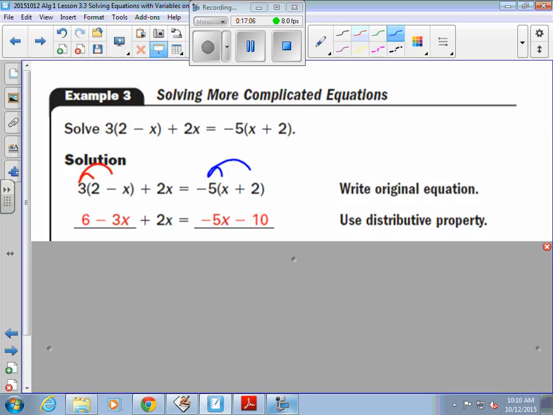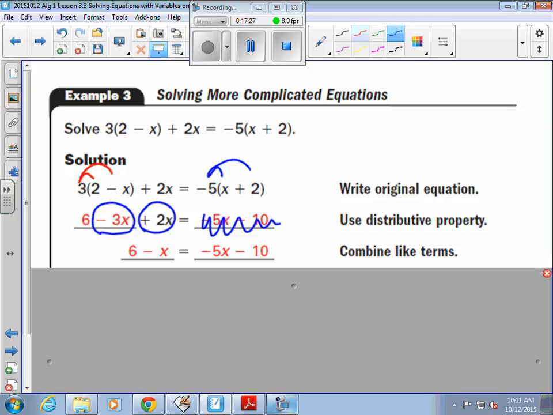You still can't bring anything across because, looking at just the left-hand side, you have like terms, negative 3x and positive 2x. So put those two together. Negative 3 plus 2, opposite signs, you subtract them. 3 minus 2 is 1, and keep the larger absolute value, negative 3. So it's 6 minus x equals negative 5x minus 10.